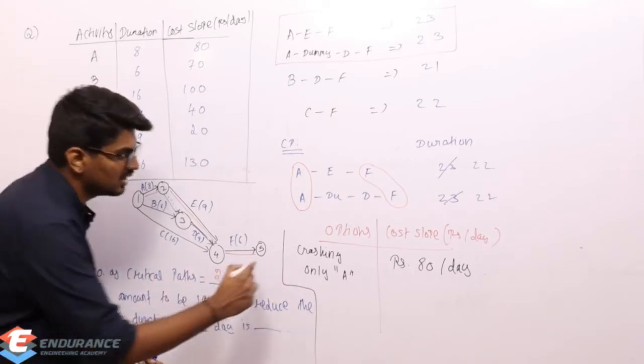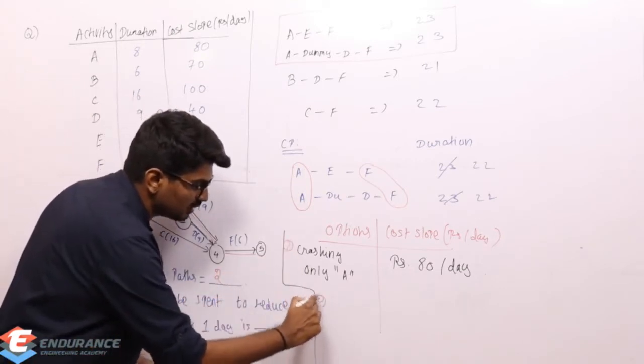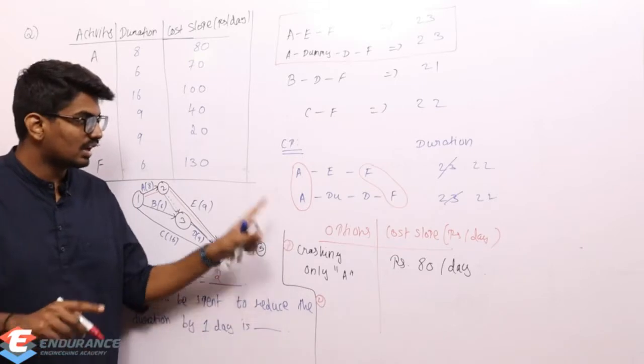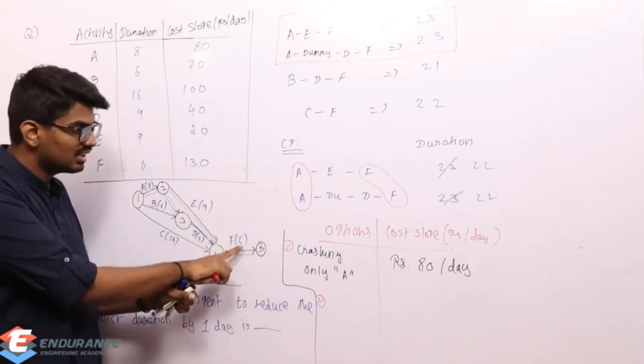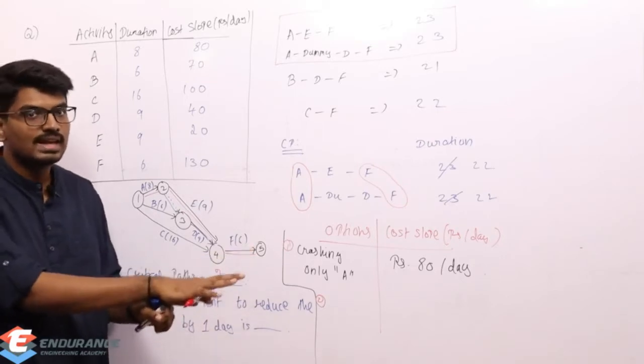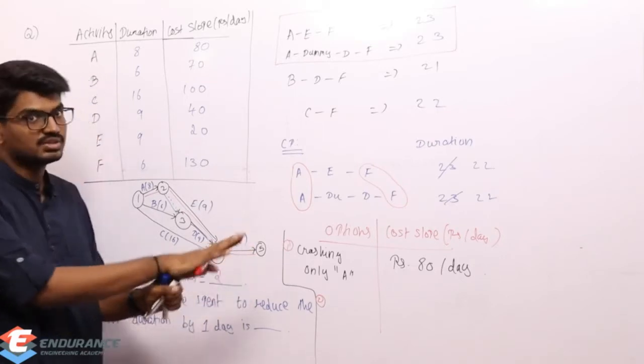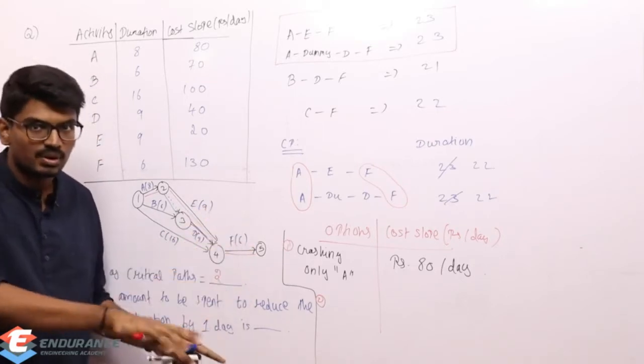This is one possibility. The second possibility was what? I'm not changing the A duration. I'm going to change only F duration. I'm going to decrease, to crash the F duration from 6 to 5. Okay, so I'm going to crash it by 1 day.